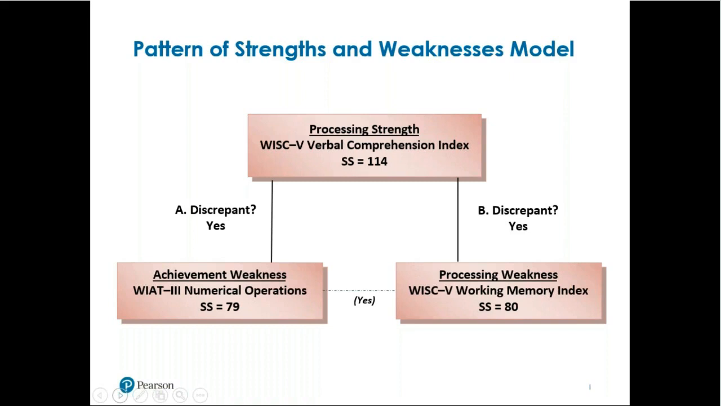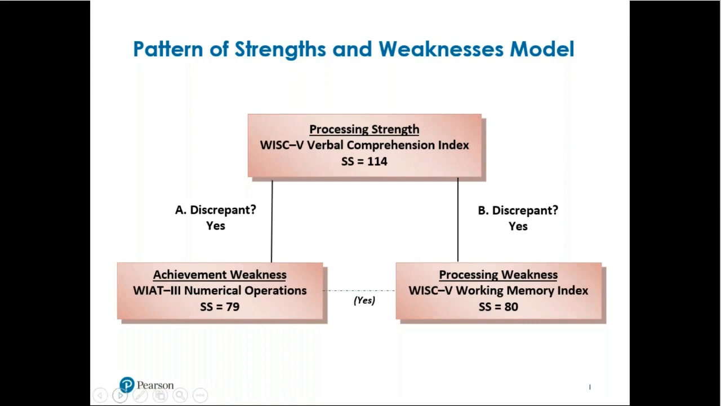And you can see that there will be 2 analyses run, one between the WIAT achievement weakness and the WISC processing strength. And the question here, are they discrepant? The answer is yes. You can see that next to A on the left. And on the right, we're looking at whether the processing weakness is also discrepant from the processing strength, and in this instance it is.